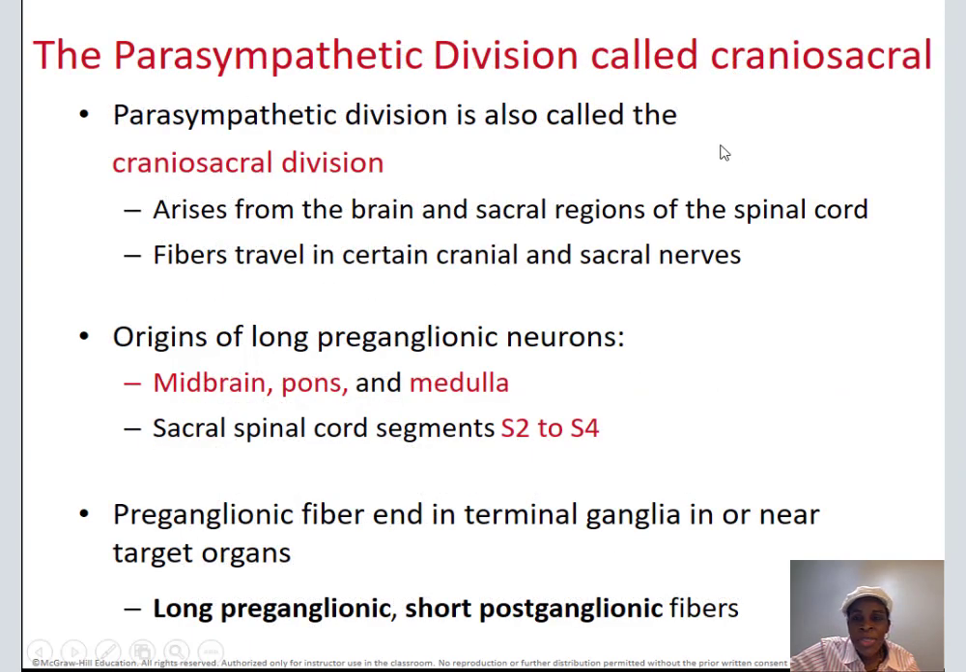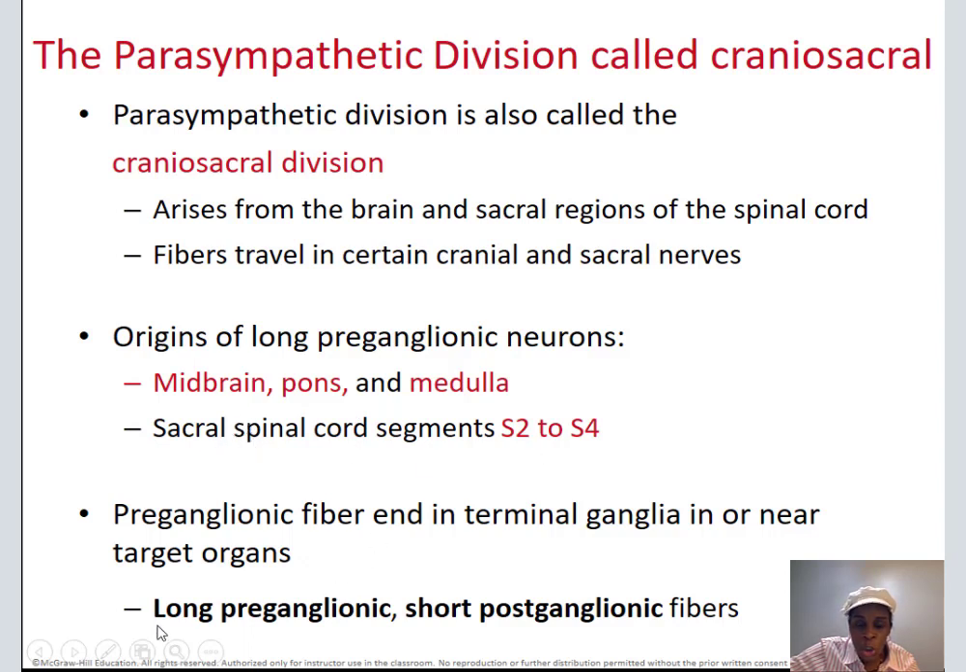What about the parasympathetic division, also called craniosacral? Why is it called craniosacral? Because it is located in the cranial and sacral area. In the cranial, it is in the midbrain, the pons, and the medulla, which is the brainstem. And the sacral region will be the S2 to S4.